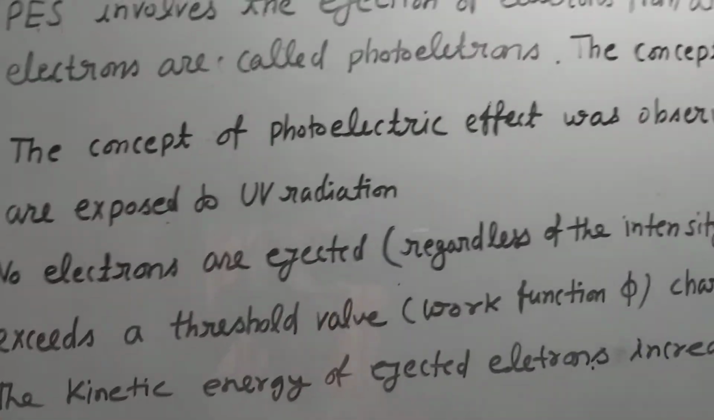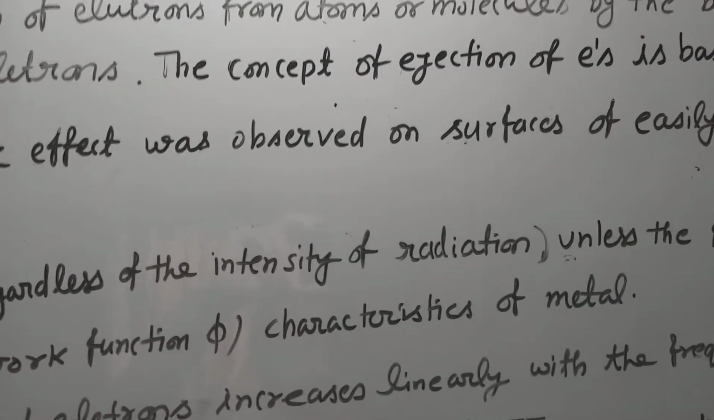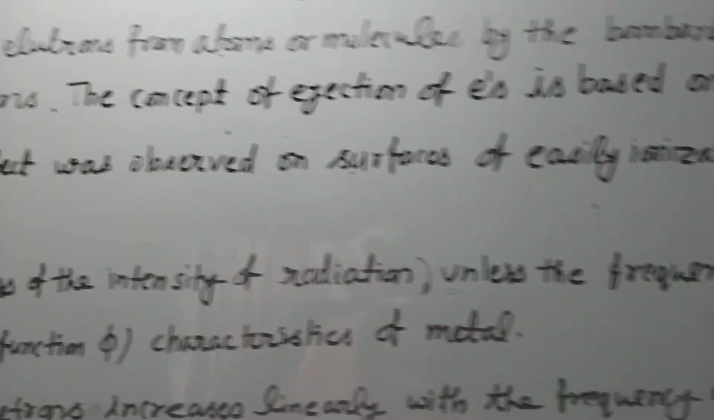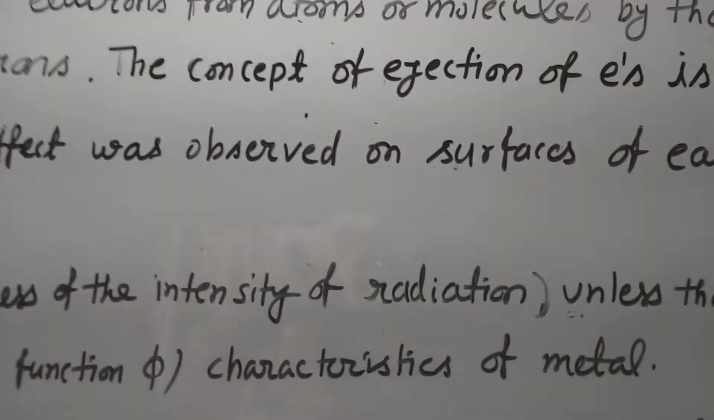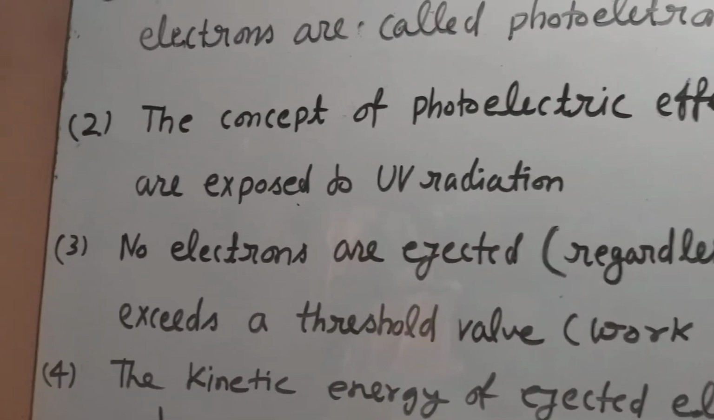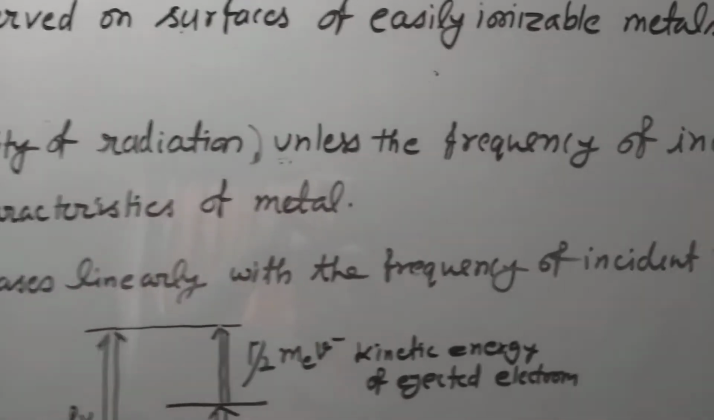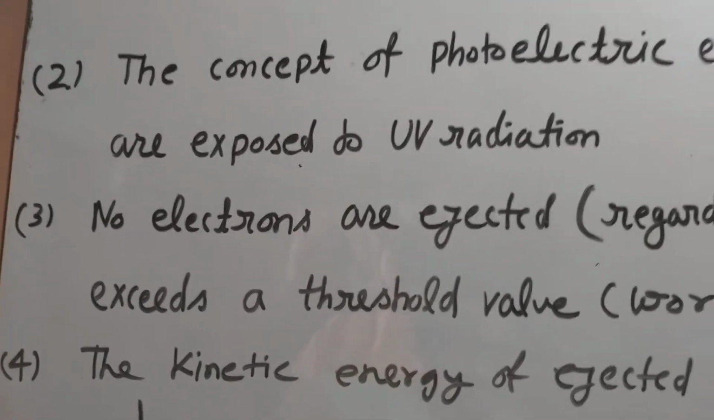Photoelectron spectroscopy involves the ejection of an electron from the surface of an atom or molecule by the bombardment of photons. These ejected electrons are known as photoelectrons, and the concept of the ejection of electrons is based on the photoelectric effect. The photoelectric effect was originally observed on the surface of easily ionizable metals like the alkali metals when they are exposed to UV radiation.